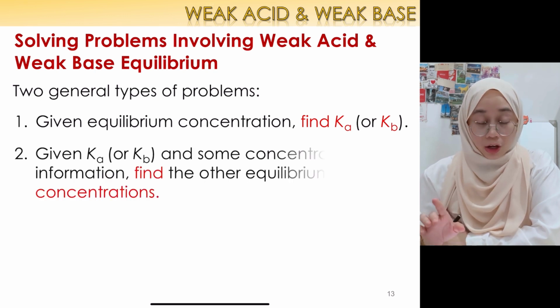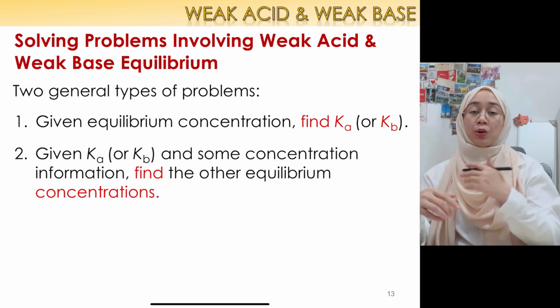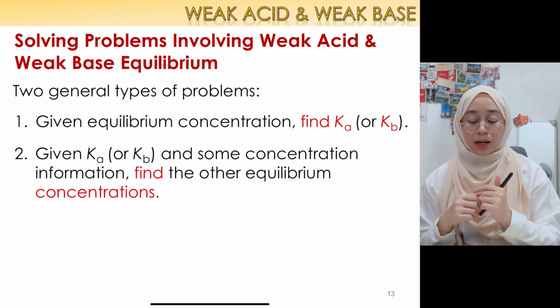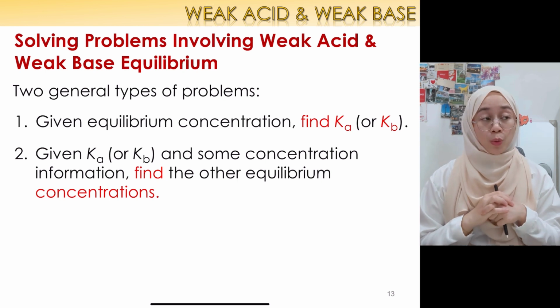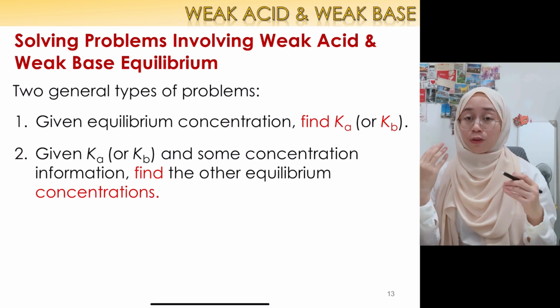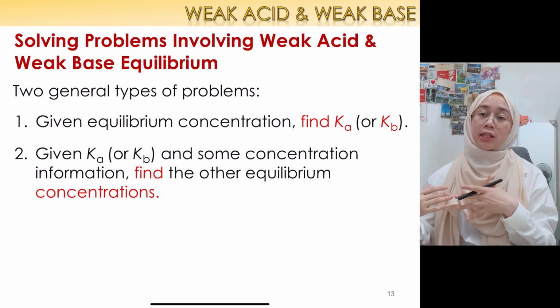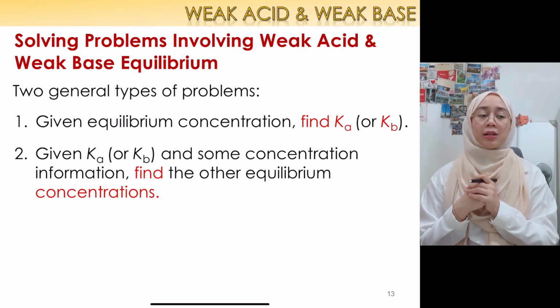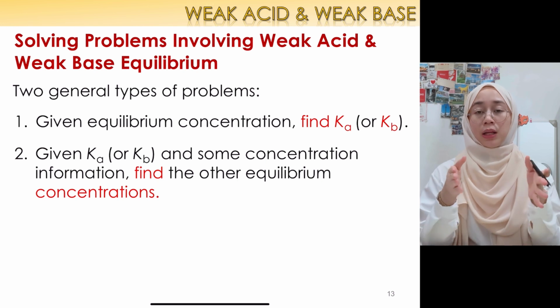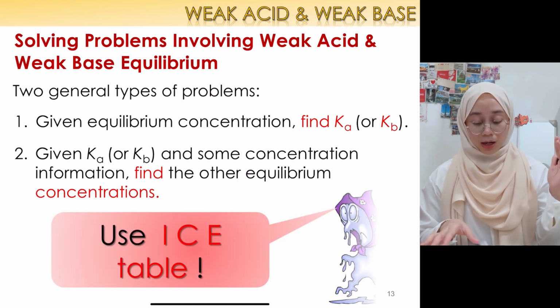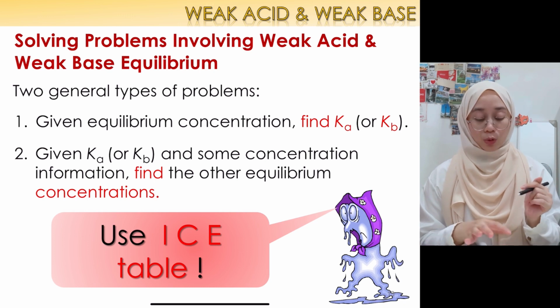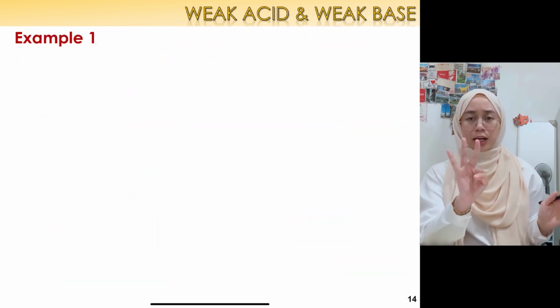Okay, so kita akan tengok lebih kepada problem number 2 whereby you are given Ka or Kb and then some concentration information. Usually dia akan bagi initial concentration untuk weak acid ataupun weak base, and then you have to find other equilibrium concentration. At the same time, you probably will be asked to find pH untuk that particular weak acid ataupun weak base. Okay, so now kita akan guna ice table lah kalau problem number 2. Okay, so now kita akan tengok. I think ada 3 example kita akan tengok.